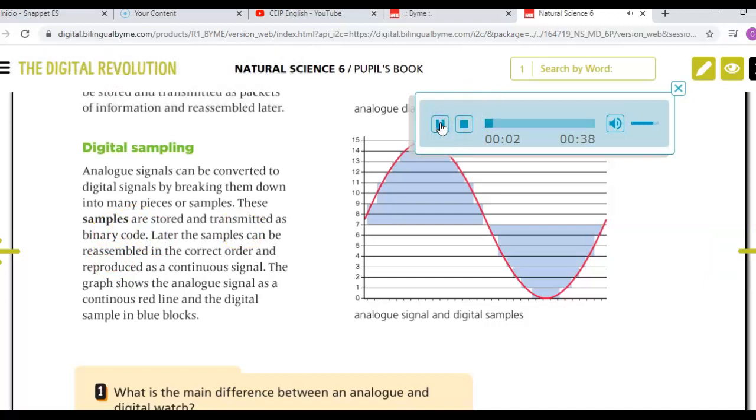Unit 6, page 87. Digital sampling. Analog signals can be converted to digital signals by breaking them down into many pieces or samples. These samples are stored and transmitted as binary code. Later, the samples can be reassembled in the correct order and reproduced as a continuous signal. The graph shows the analog signal as a continuous red line and the digital sample in blue blocks.